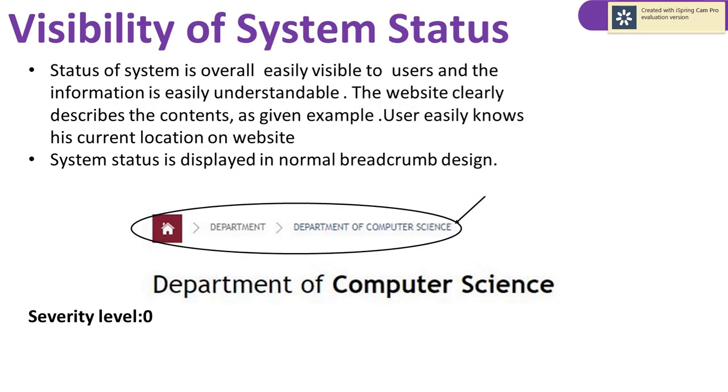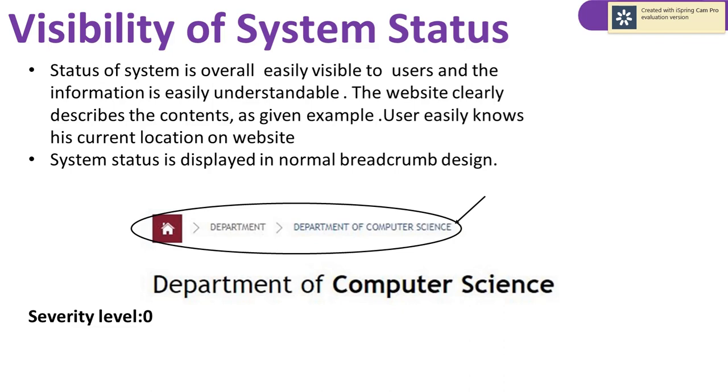The first point we have is the visibility of system status. In the visibility of system status, the status of the system is overall visible and everything is clearly defined and easily visible to users, and information is easily understandable. The website clearly describes the contents, as in the given example, the user easily knows his current location on the website.